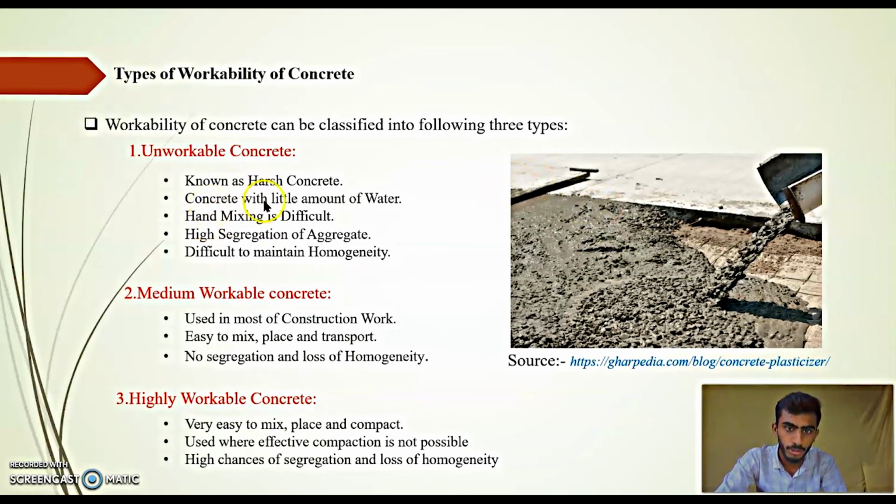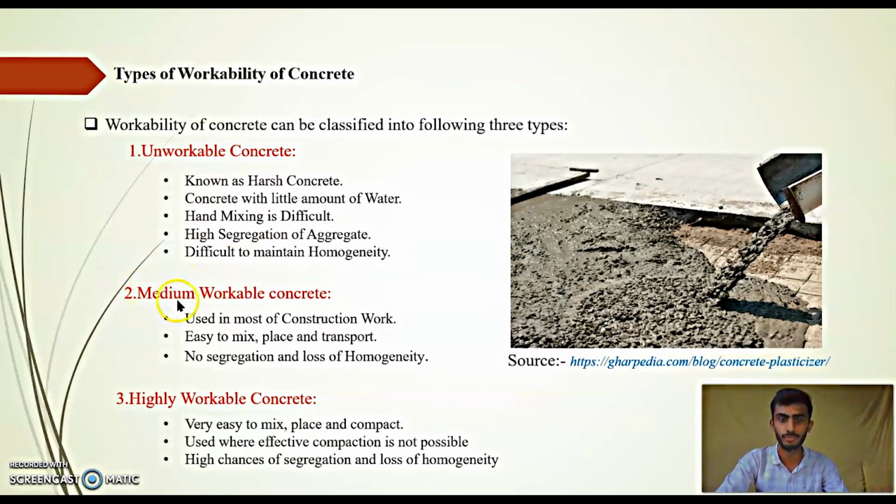It is concrete with only a little amount of water. Therefore, the water content in the concrete is very low. Hand mixing is difficult, so we cannot mix it by hand, or it gets harder to mix the concrete by hand. Therefore, there is high segregation of aggregate, meaning no proper compaction is done. Therefore, the segregation effect occurs in the concrete. It is difficult to maintain homogeneity, so a proper mix of concrete cannot be made. It affects the strength also.